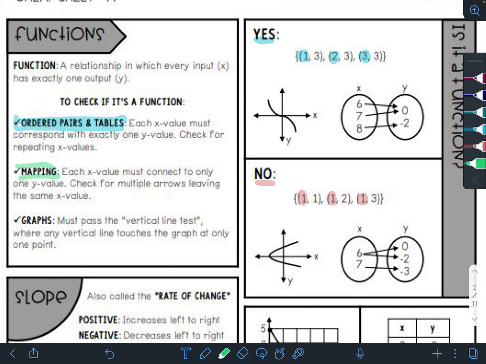When I have mapping diagrams, each x value is associated with only one y value. So notice how I just have one line coming from each one of those, where under the no, you see how 6 has 2 coming from it. And then when I'm dealing with graphs, it passes the vertical line test. So basically what that means is when I draw a vertical line, it hits it only one time. When I draw a vertical line here, it hits it twice.